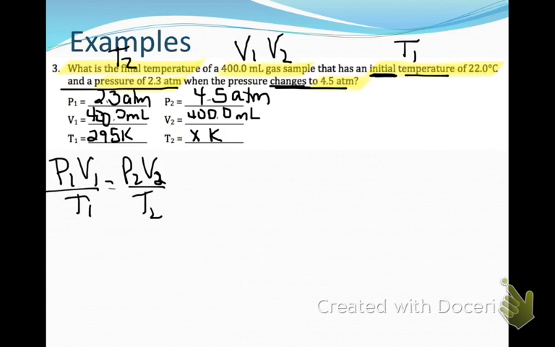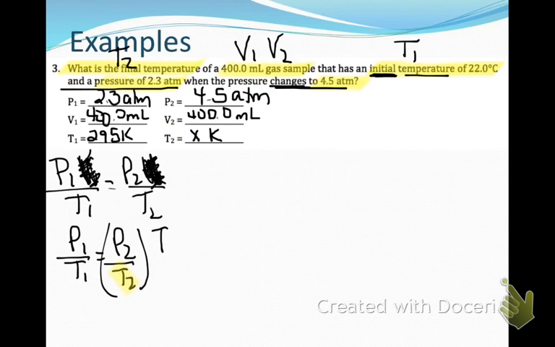I knew my volume didn't change, so you know what? Let me just get rid of it. I can cancel that out. Pretend like it's 1, or I haven't even put it in there. So I have P1 over T1 is equal to P2 over T2. This ends up being Gay-Lussac's law. I know I'm trying to figure out what the T2 is, so I'm going to rearrange my equation. And whenever I have something in the denominator, I just want the numerator on the other side. That's fine.